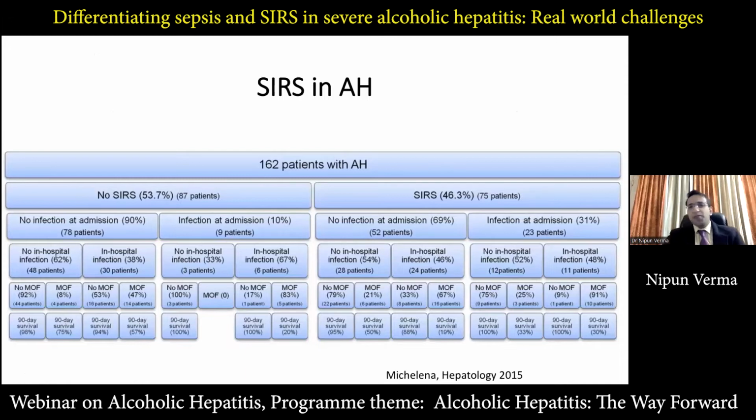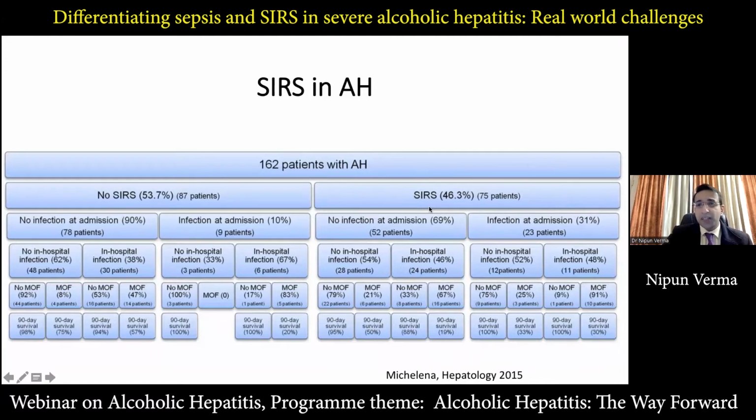Systemic inflammation, we know, is quite common in patients with alcoholic hepatitis. And what is its significance? In this study by Batala's group, around 46% of patients had systemic inflammation in the form of SIRS at presentation. However, only 30% of patients had evidence of infection, either clinical or microbiological.